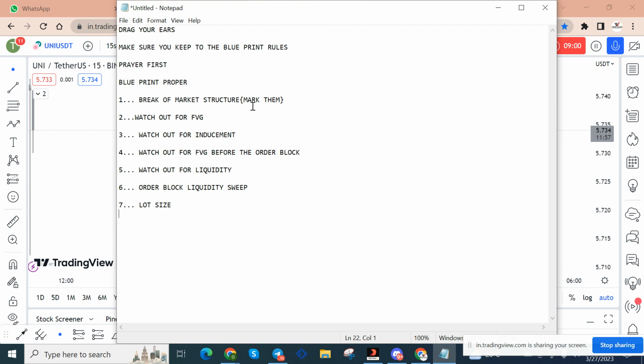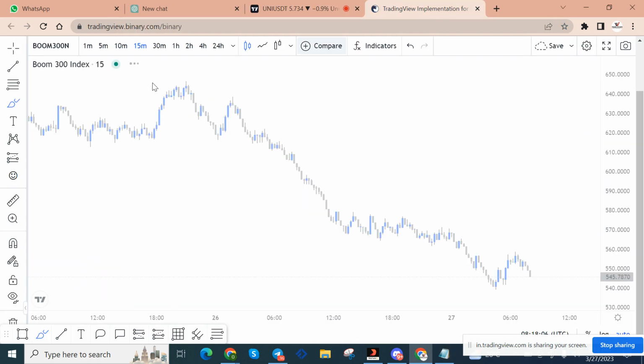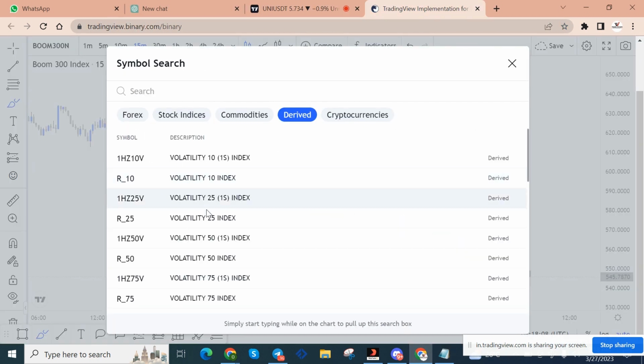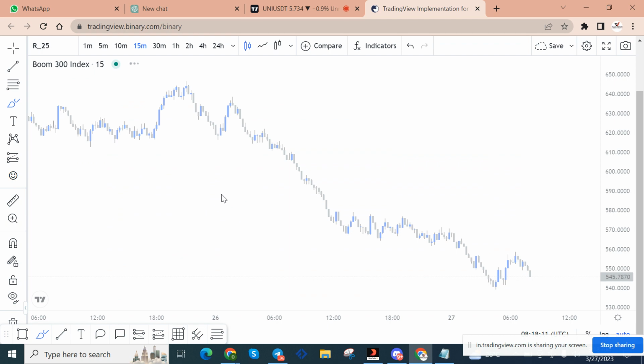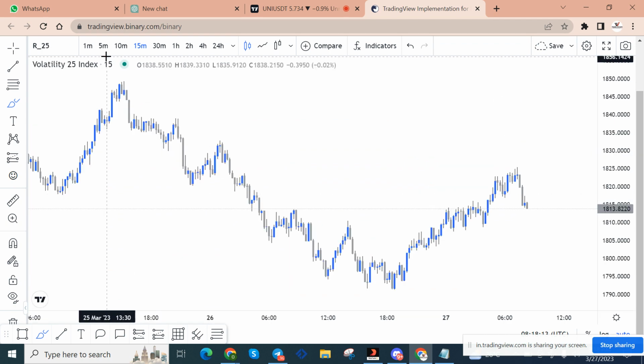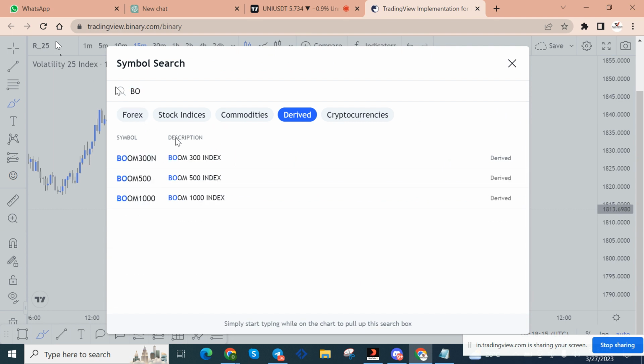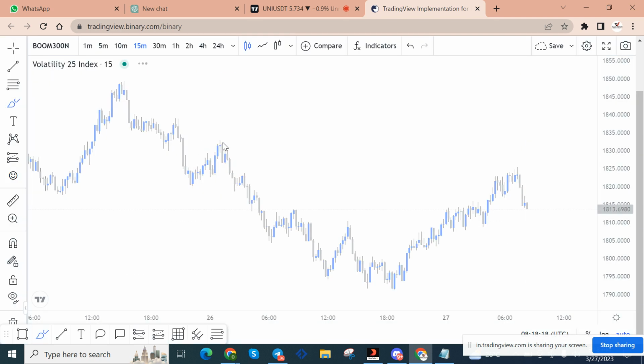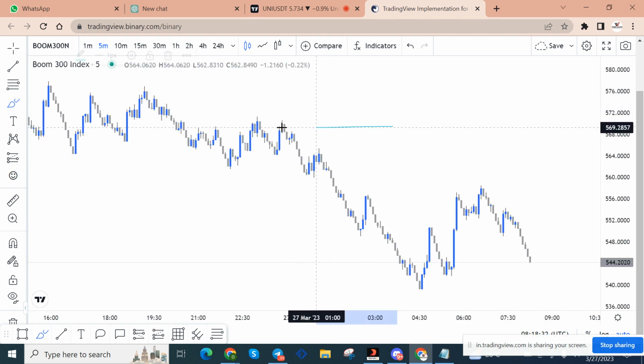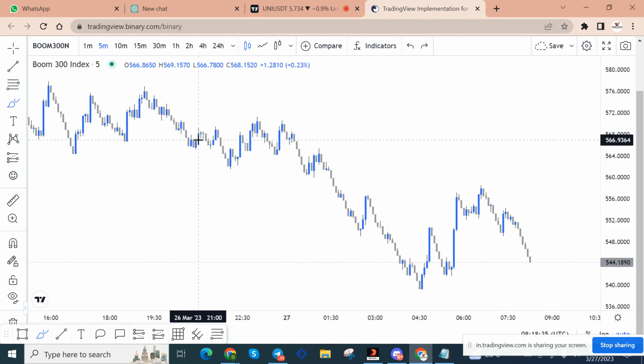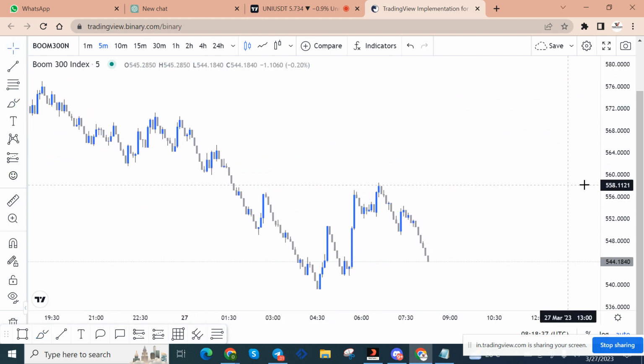All right, so break of market structure, and we are currently on Boom 300. Don't know why this is not coming up. Okay, so let's go back to Boom 100. Hopefully it should. TradingView for Deriv has been acting funny. I don't know. You can see it's still having a challenge trying to come up. Let me see if I can switch to M5 if it's going to come up. Okay, fine. So now this is Boom 300.